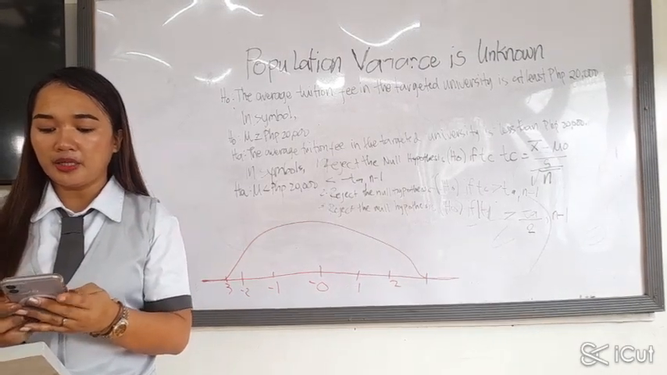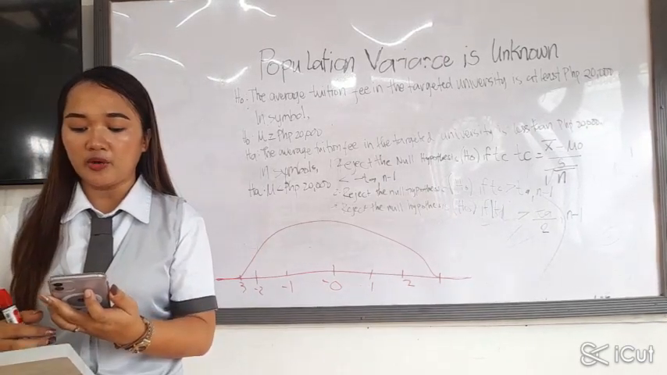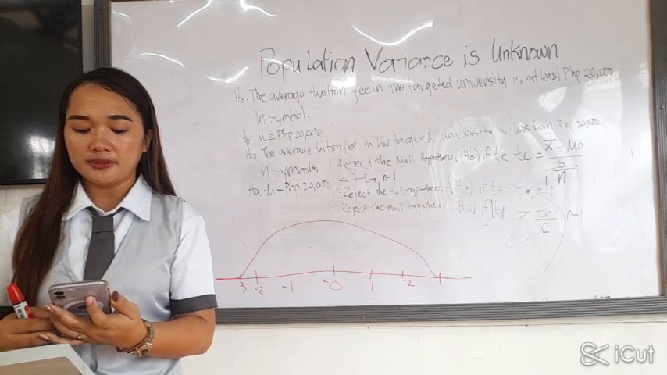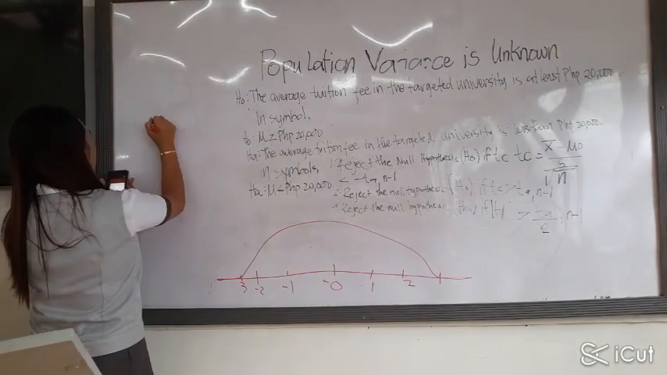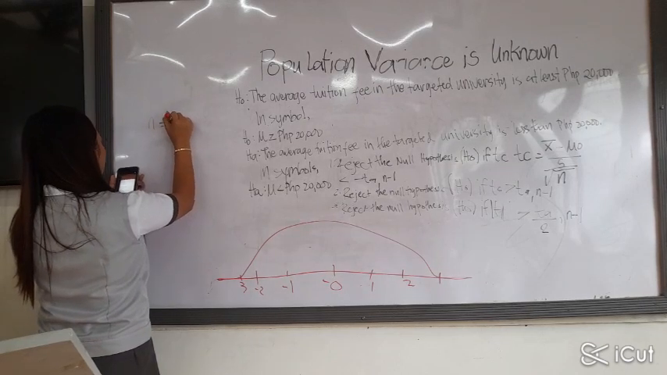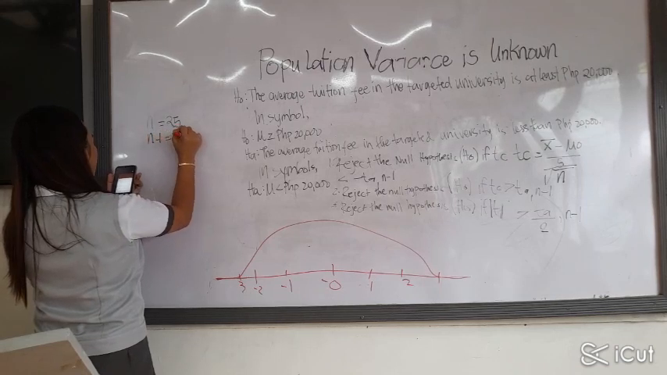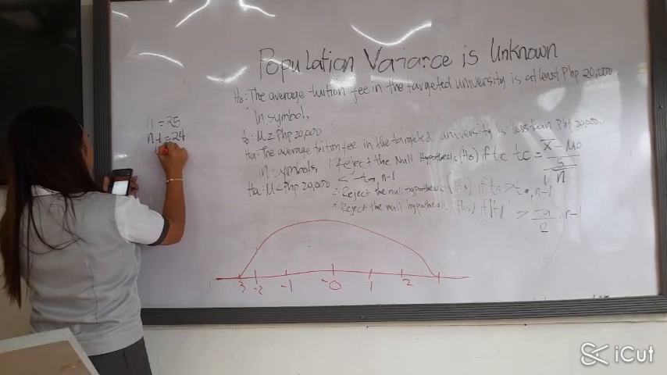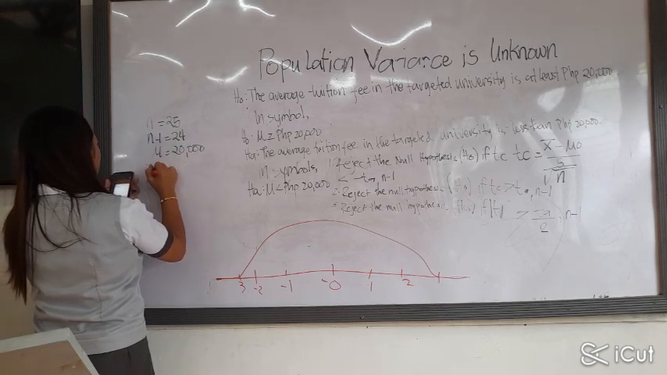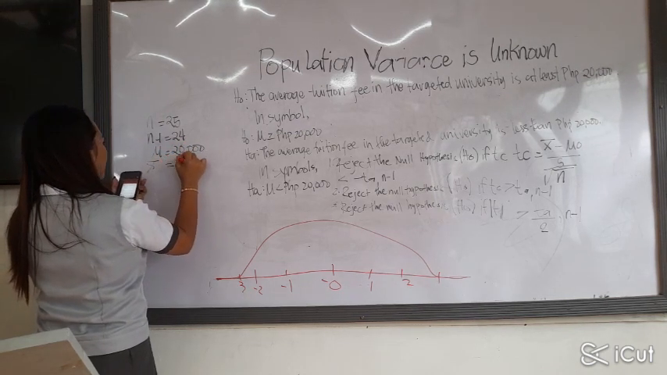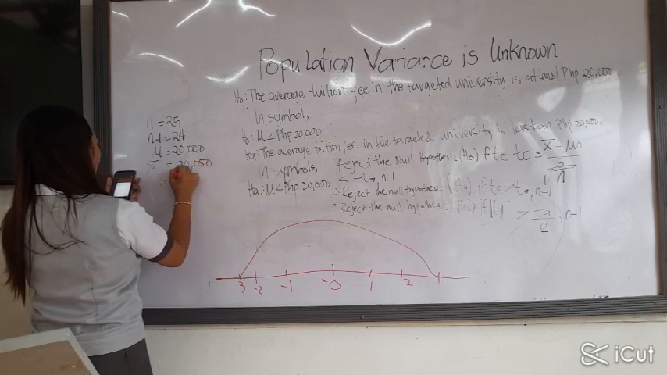Step 3. Compute the value of the test statistic. From the given problem, these are the observation data gathered. Sample size n equal to 25. Degrees of freedom equal to 24. Population mean 20,000 pesos. The sample mean 20,050 pesos. Sample standard deviation 500.